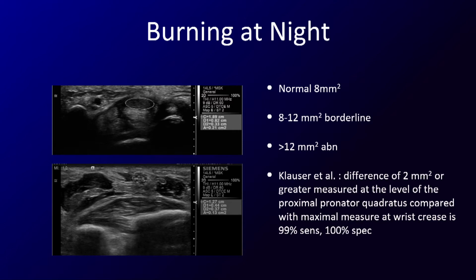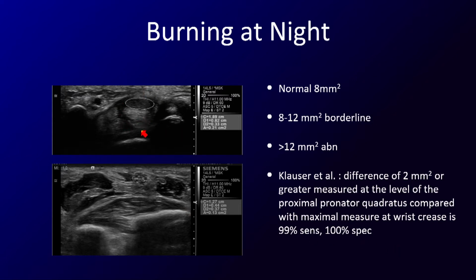Normal cross-sectional area is 8 millimeters squared. Greater than 12 is considered abnormally thickened or enlarged, and between 8 to 12 is borderline. Clauser's group did a study where they looked at the cross-sectional area of the median nerve at its thickest, near the carpal tunnel, and then at the level of the pronator quadratus, and a difference of 2 millimeters squared or greater is associated with a 99% sensitivity and 100% specificity for entrapment in the tunnel.